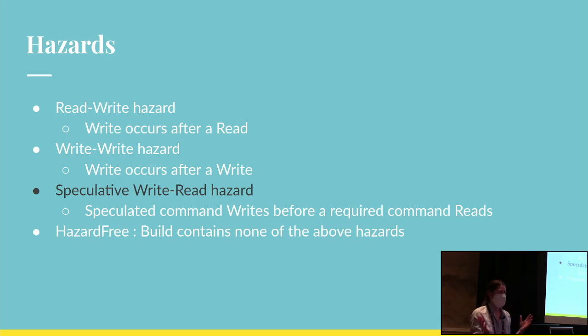Okay, but because Rattle is doing the speculation, it's running commands possibly in the order you didn't ask it to, things can go wrong. And so we have another type of hazard called a speculative write before read hazard, which means that Rattle speculated a command that wrote to a file that a later command that wasn't speculated read from. Basically, this just says that we ran the commands in the wrong order. Rattle did something wrong, something's gone wrong.